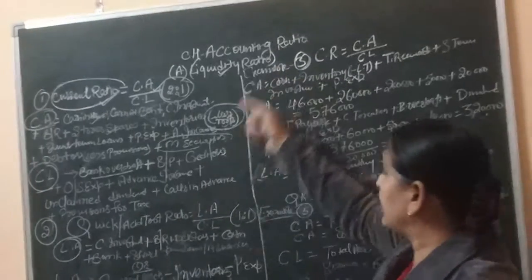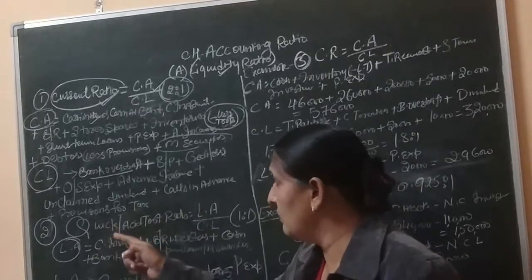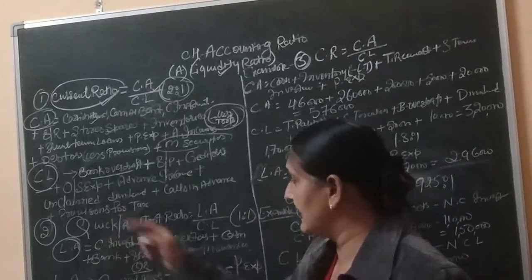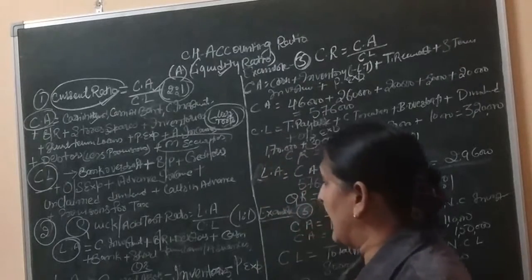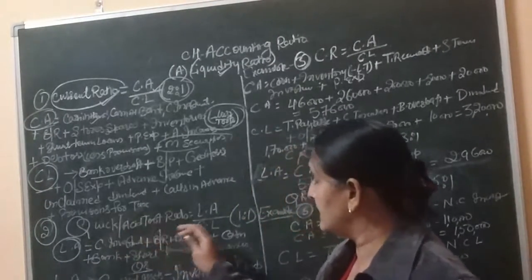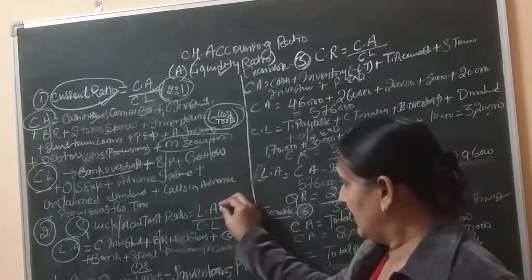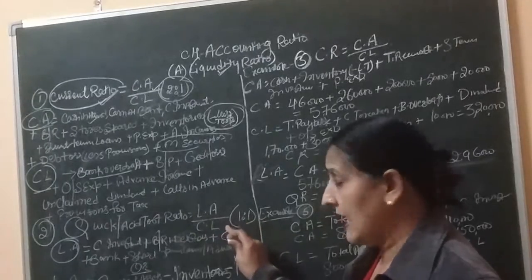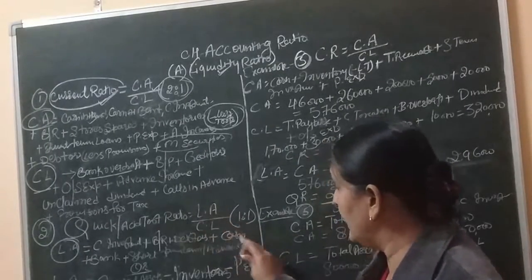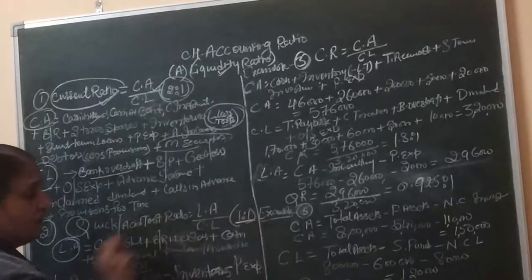So the second category of liquidity ratio is quick ratio. First ratio is current ratio and the second ratio is quick ratio, or acid test ratio भी बोलते हैं बेटे इसको, quick ratio and acid test ratio. And the formula to calculate the quick ratio is liquid assets upon current liability. Liquid assets upon current liability. And the ideal quick ratio is 1:1.